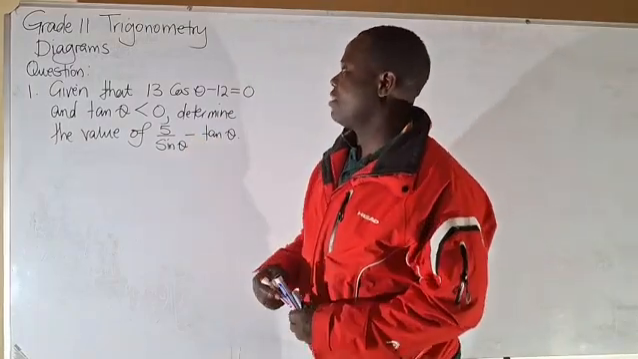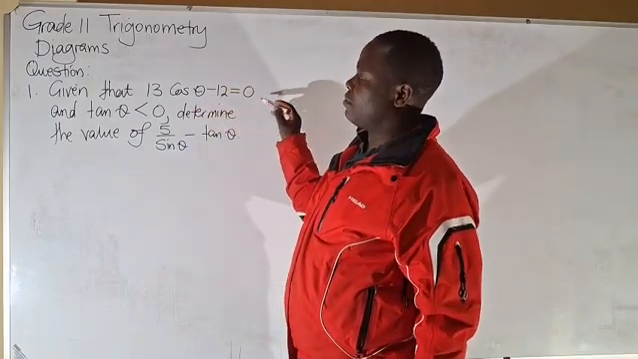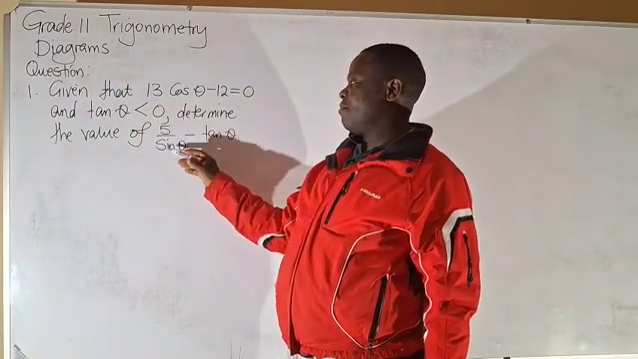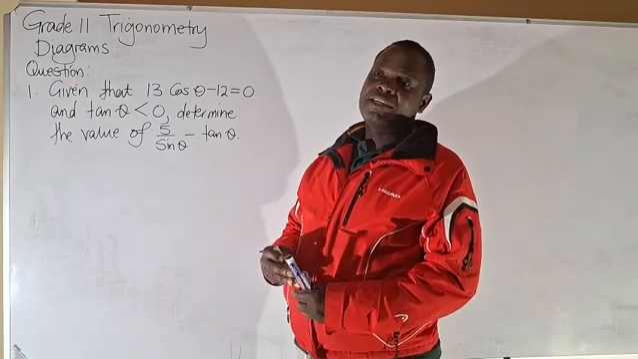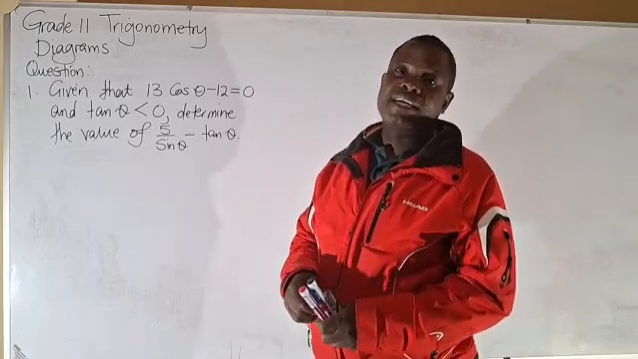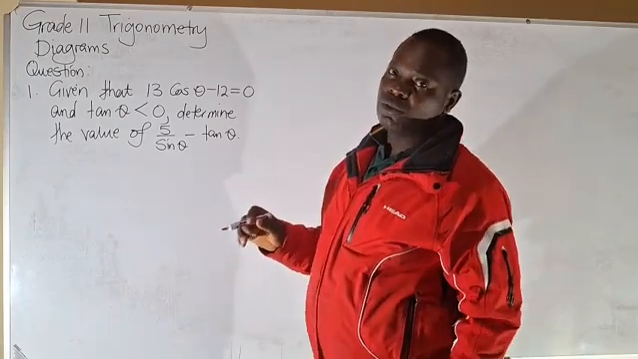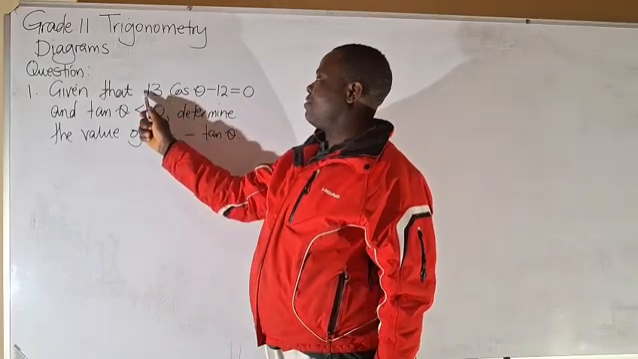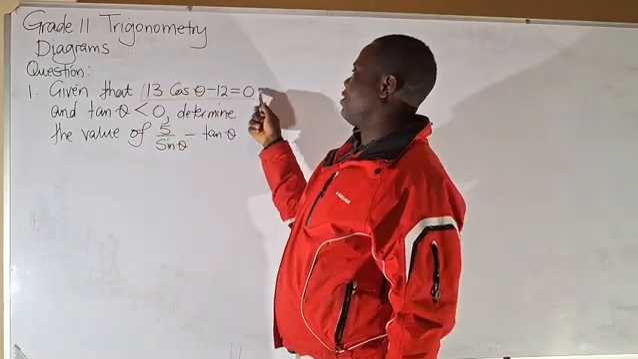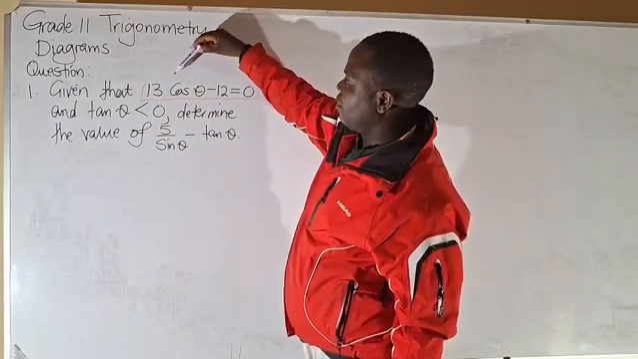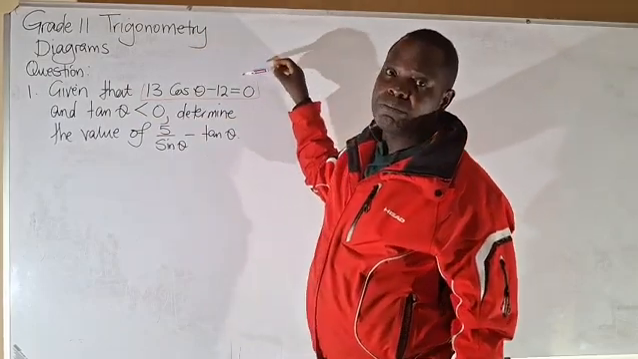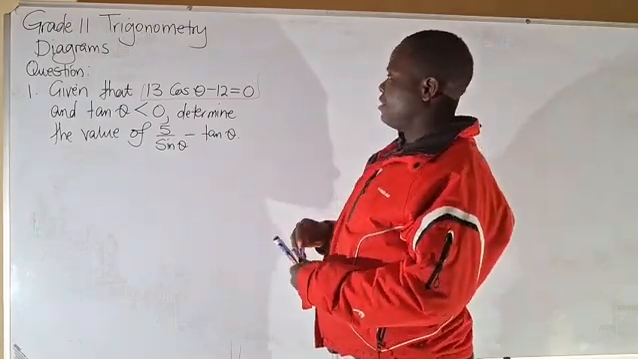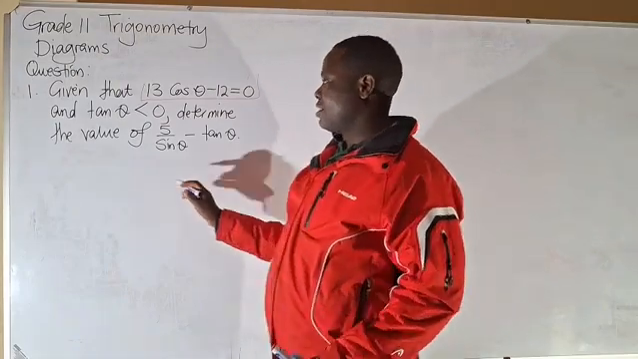Given that 13 times cos theta minus 12 is equal to 0, and tan theta is less than 0, determine the value of 5 over sine theta minus tan theta. This is a question that can be answered using a diagram. First of all, we must take the trigonometric expression that we are given, 13 cos theta minus 12, and make cos theta the subject of the formula. That is the first thing to do.